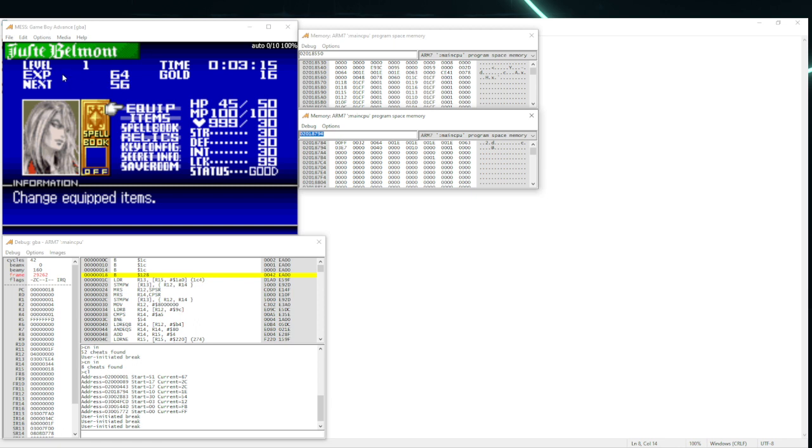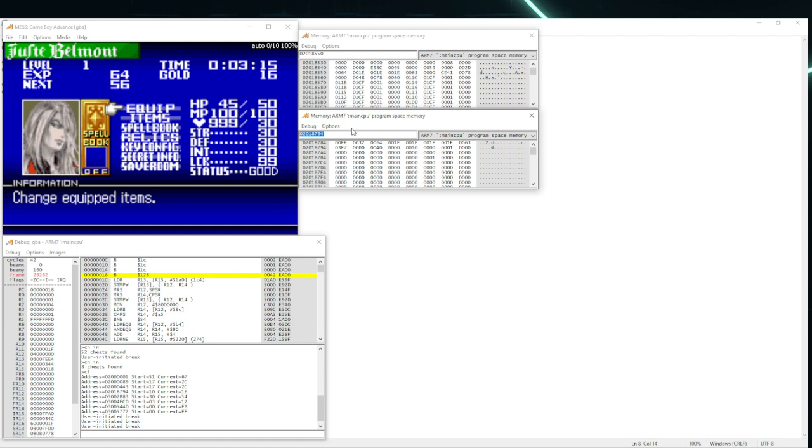Once you get past a certain experience, you level up. So if I need 56 more, that would be 100 XP total to level up to level 2. But if I give myself 1,000 XP, I'm going to level up a couple levels, because it's going to give me the 100, level up, and continue subtracting the XP from what's next.